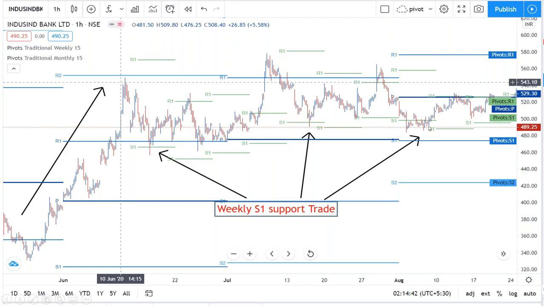See again here, price came here, it is below pivot, so we won't take the last S1 retest because price is already below pivot. So the stock is not a bullish stock.